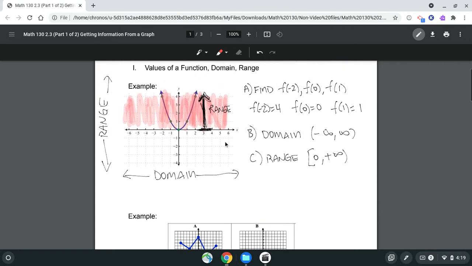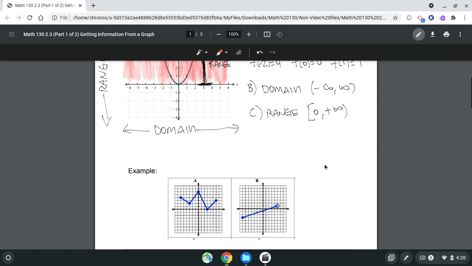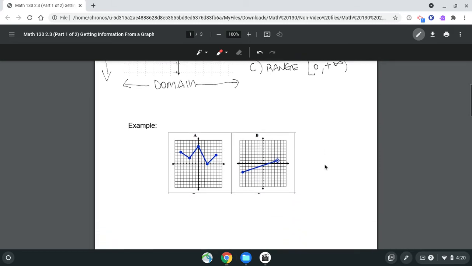Okay, so that's how you evaluate functions using a graph. That's how you find the domain, by looking at the graph, looking at the x values that are being used. And that's how you find the range, by looking at what y values are being used. These y values are not being used. We don't see the graph down here. We only see the graph up here. So only these y values from 0 all the way on up are being used. Okay? All right. So let's take a look at this next example.